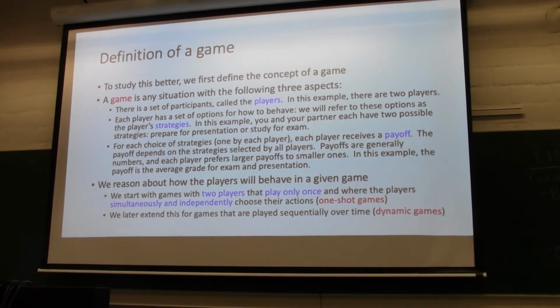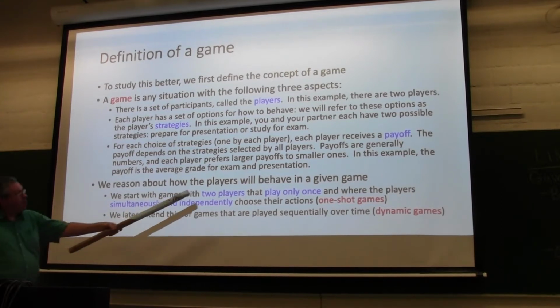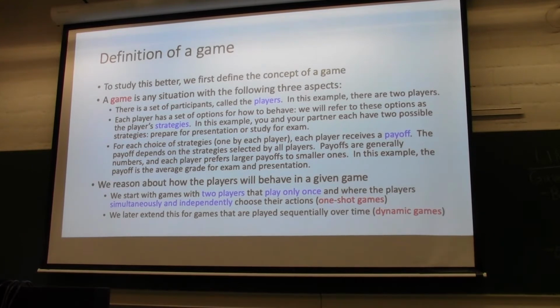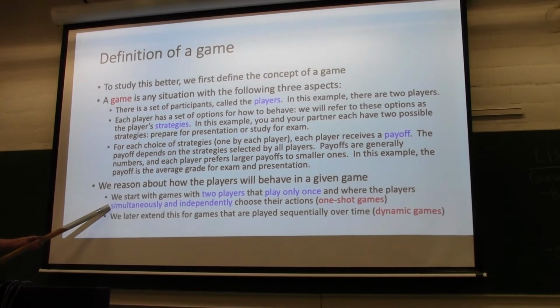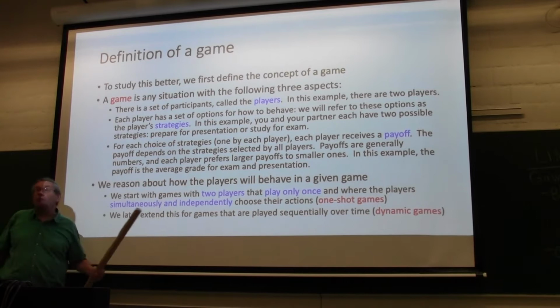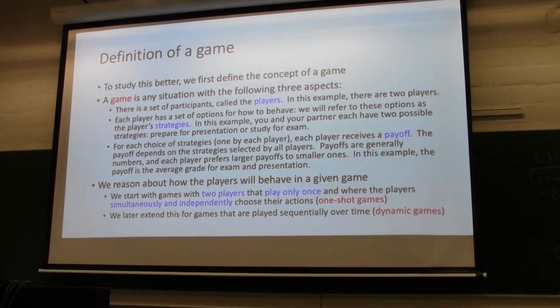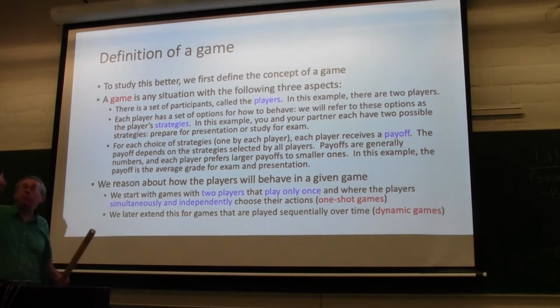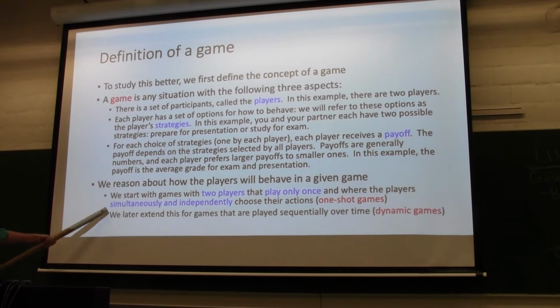Two players, they play once. So this is the simple case. There's only one move. If you have a sequence, then it gets more complicated. They will simultaneously, independently choose, so they don't know what the other person will choose. It's like rock, paper, scissors. That's a real example of a game like this. You can say they're like one-shot games. There's only one move, simultaneous.